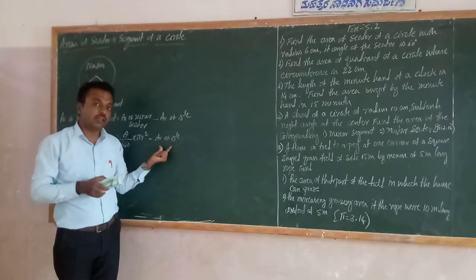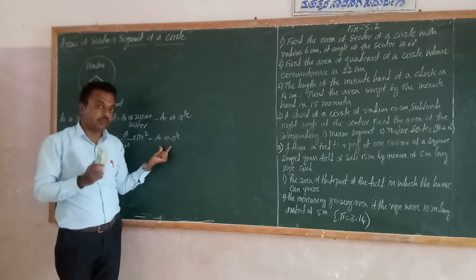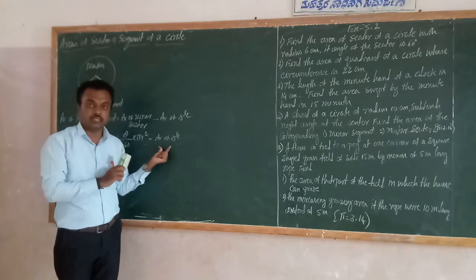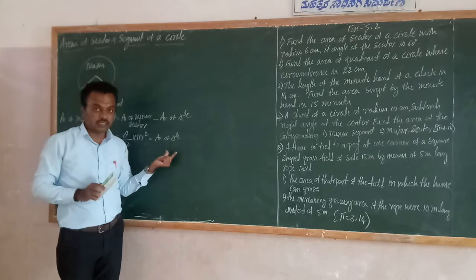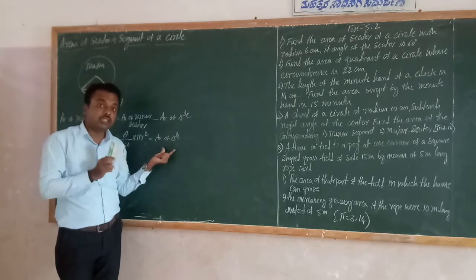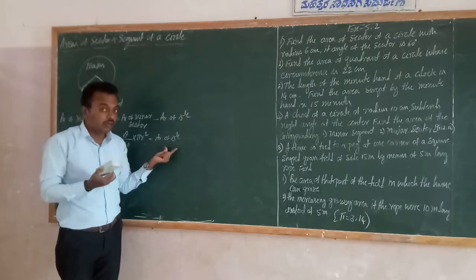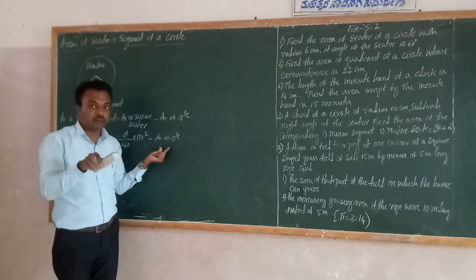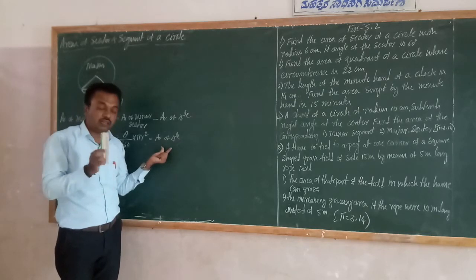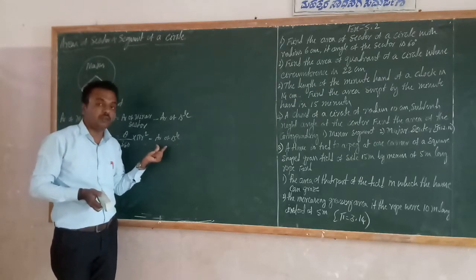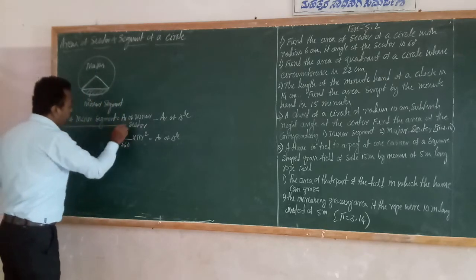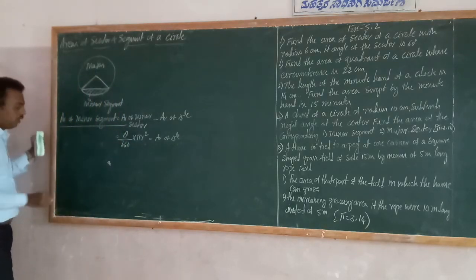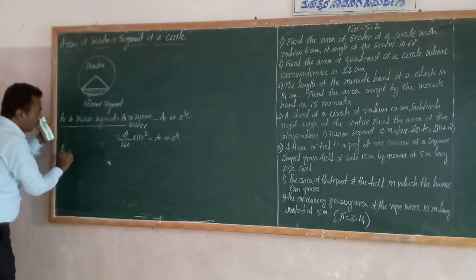What is Heron's formula? Square root of s into s minus a into s minus b into s minus c. S means half of the perimeter, the semi-perimeter, and a, b, c are the sides of the triangle. When only the sides are given and the height is not given, we can use Heron's formula. If the base and height are given, we should use the half into base into height formula. So this is the minor segment area. Like that, the area of the major segment.